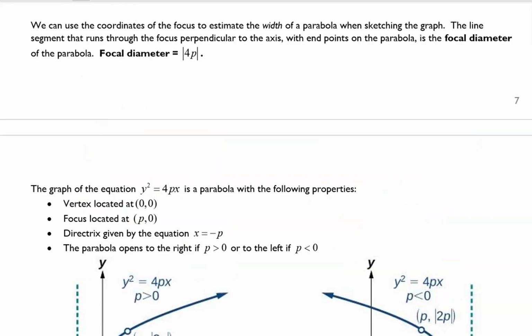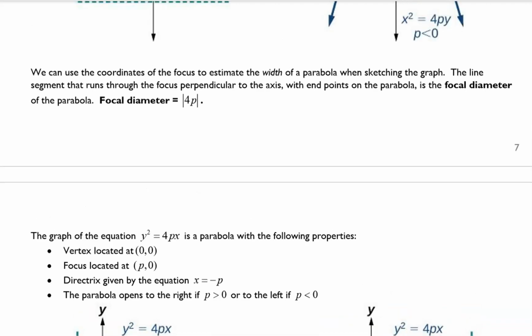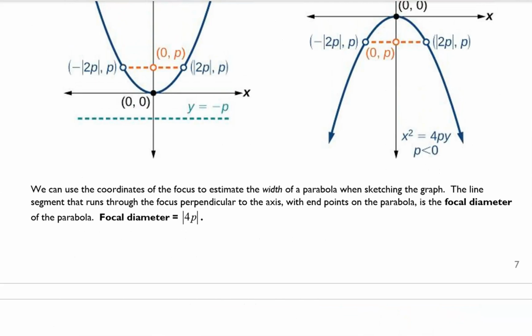We can use the coordinates of the focus to estimate the width of a parabola when sketching the graph. The line segment that runs through the focus perpendicular to the axis with endpoints on the parabola is the focal diameter of the parabola, and the focal diameter is equal to the absolute value of 4p. So the focal diameter can be seen here, and it has a length of 4p.